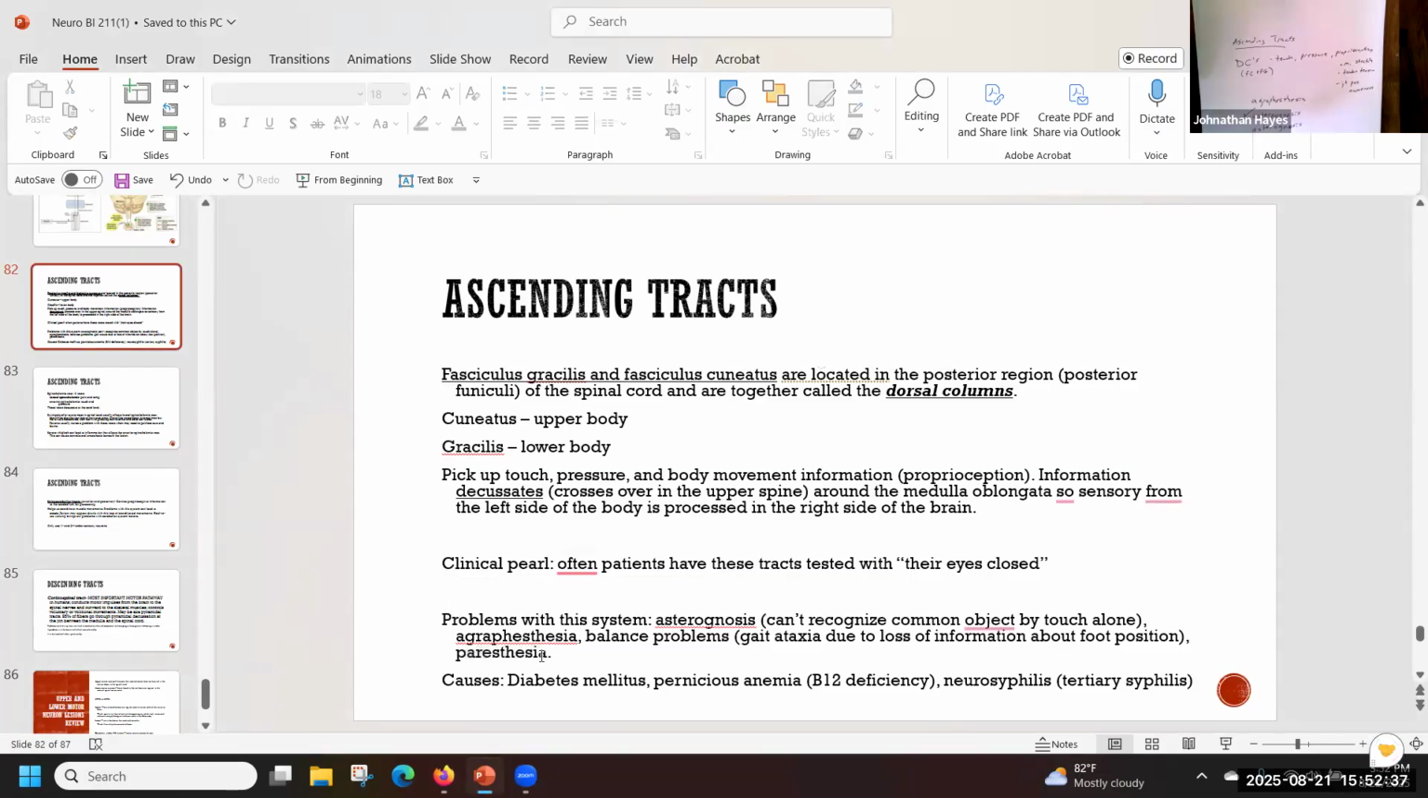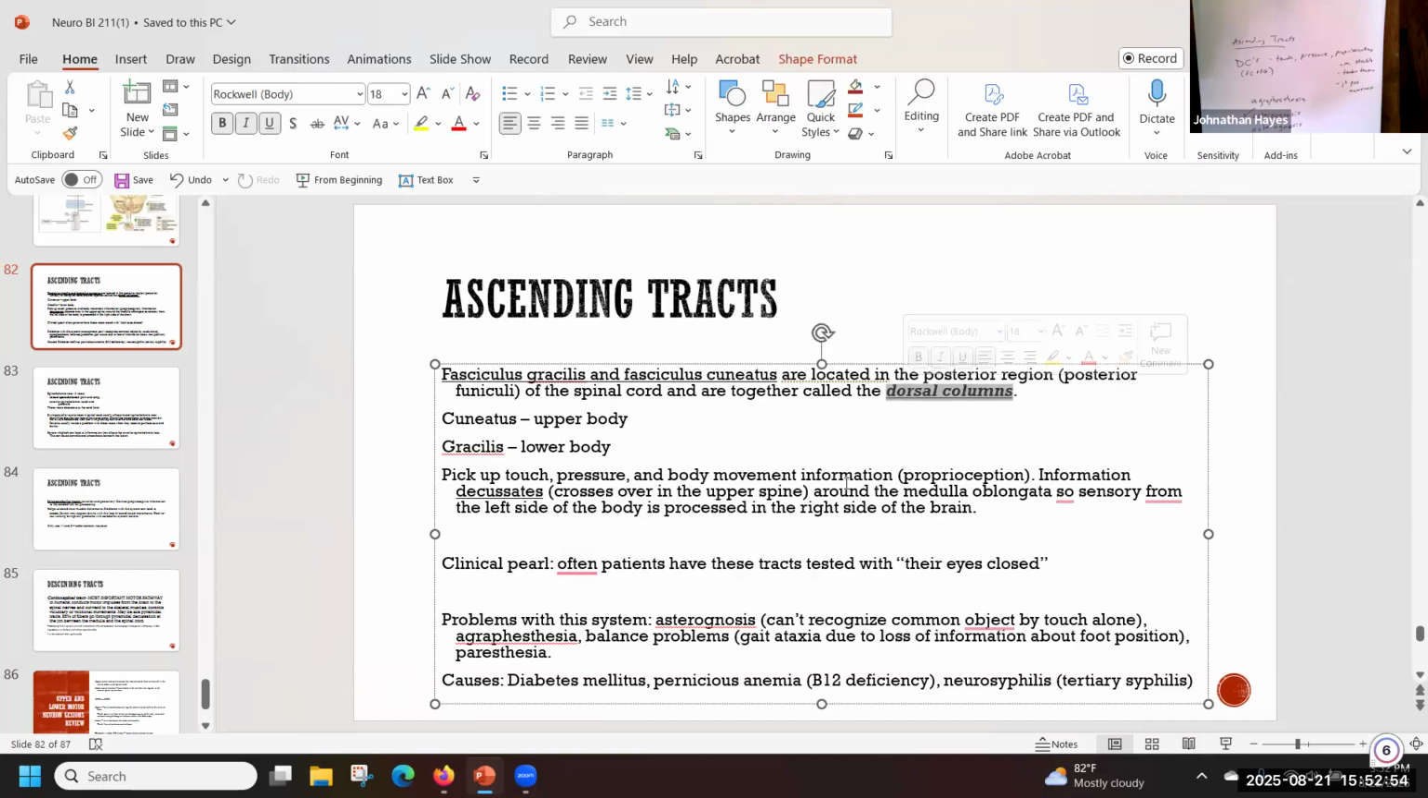Paresthesia is certainly not just a dorsal columns issue. I mean, paresthesia comes with most neurological conditions, at least early on, but that just means numbness and tingling. What are the problems that can cause lesions along the dorsal columns? Diabetes mellitus can do it. Pernicious anemia is one of the big ones that does it. And tertiary syphilis.